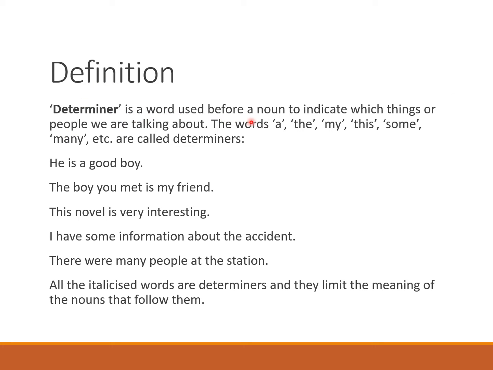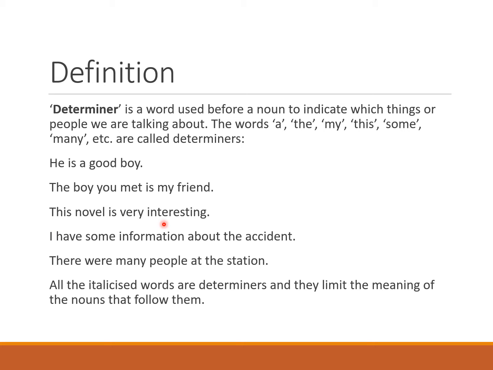A determiner is a word used before a noun to indicate which things or people we are talking about. The words a, the, my, this, some, many, etc. are called determiners. So, "He is a good boy" is an example for determiners. Here, a is the determiner. "The boy you met is my friend." In this line, the is the determiner and my is also a determiner.